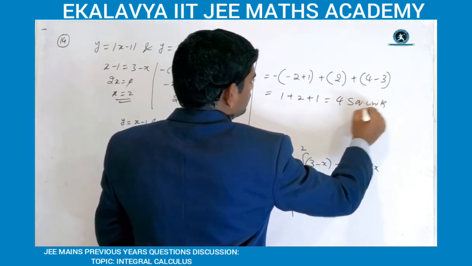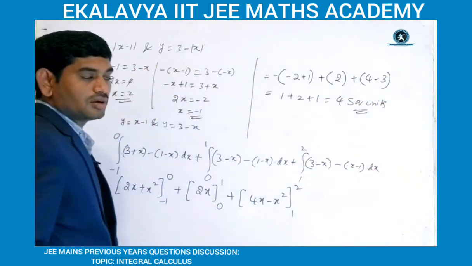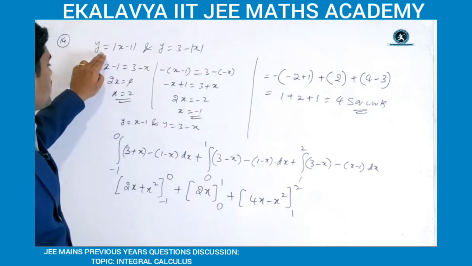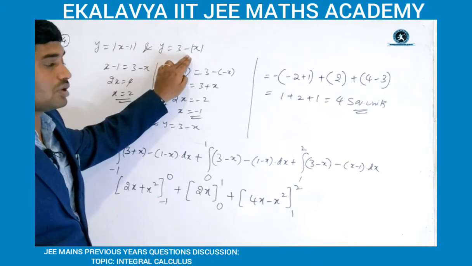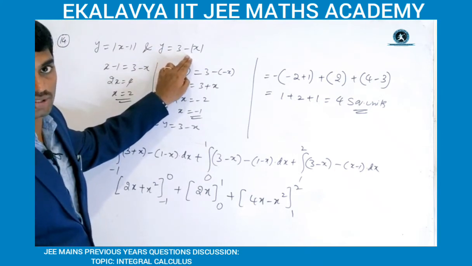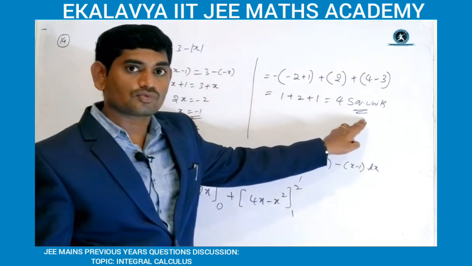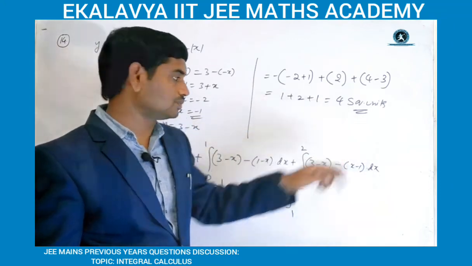So the area of the region bounded by the curves y is equal to modulus of x minus 1 and y is equal to 3 minus mod x: the correct answer is 4 square units.